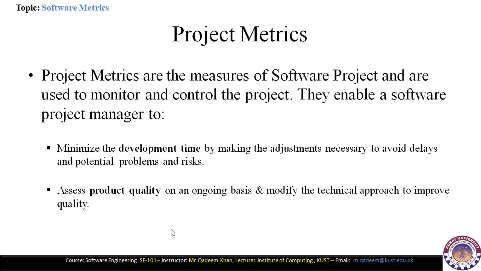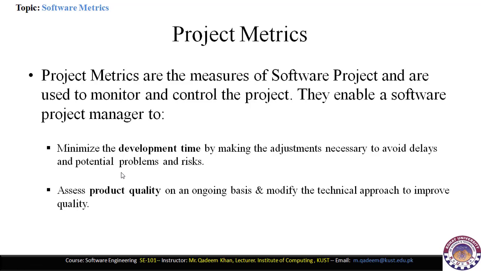The next type of metrics, the second type of metrics, is project metrics. The project metrics are the measurement of the software projects and are used to monitor and control the project. So the project metrics are certain metrics which we derive from the project directly. So they include different sorts of metrics which control and monitor the project. These metrics enable a software project manager to minimize the development time by making the adjustments necessary to avoid delays and potential problems and risks.